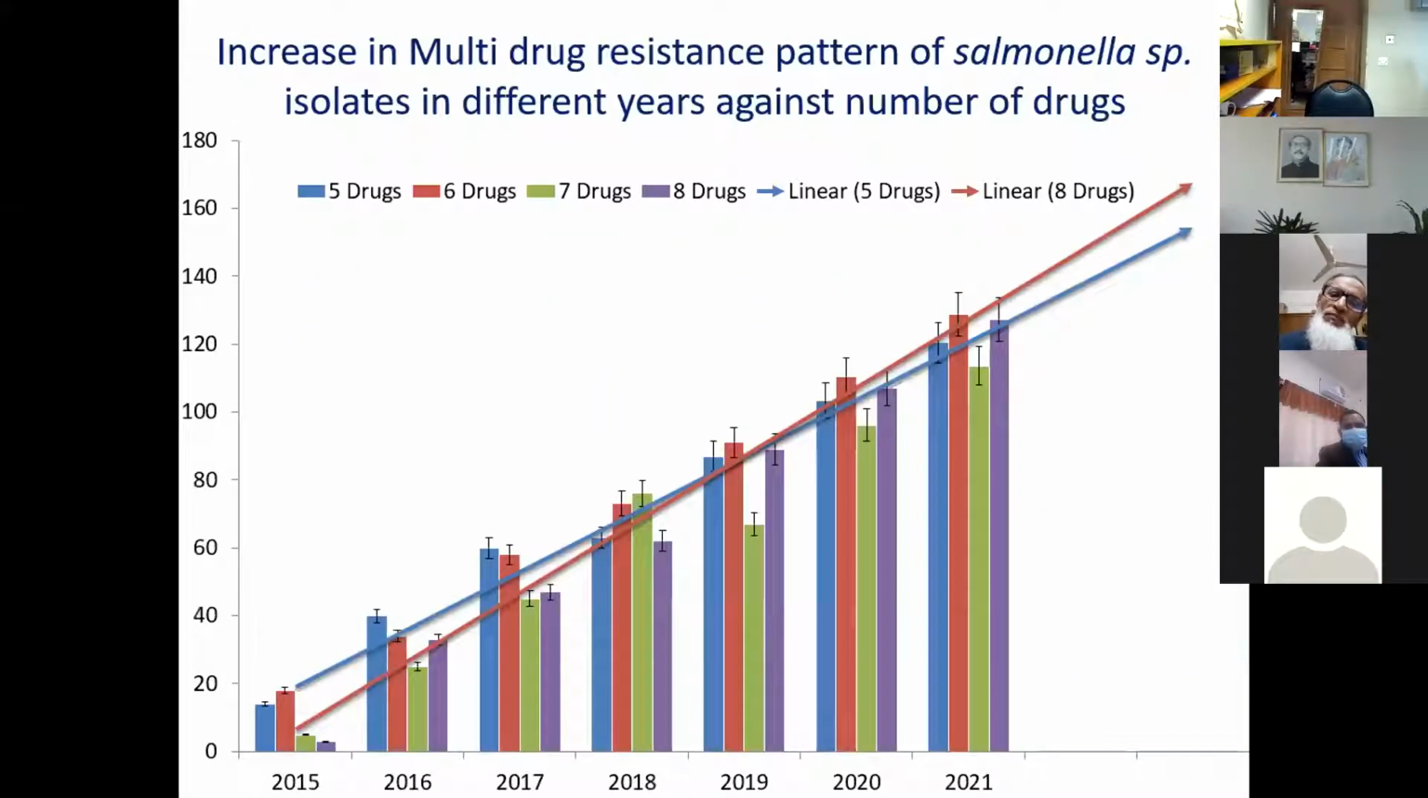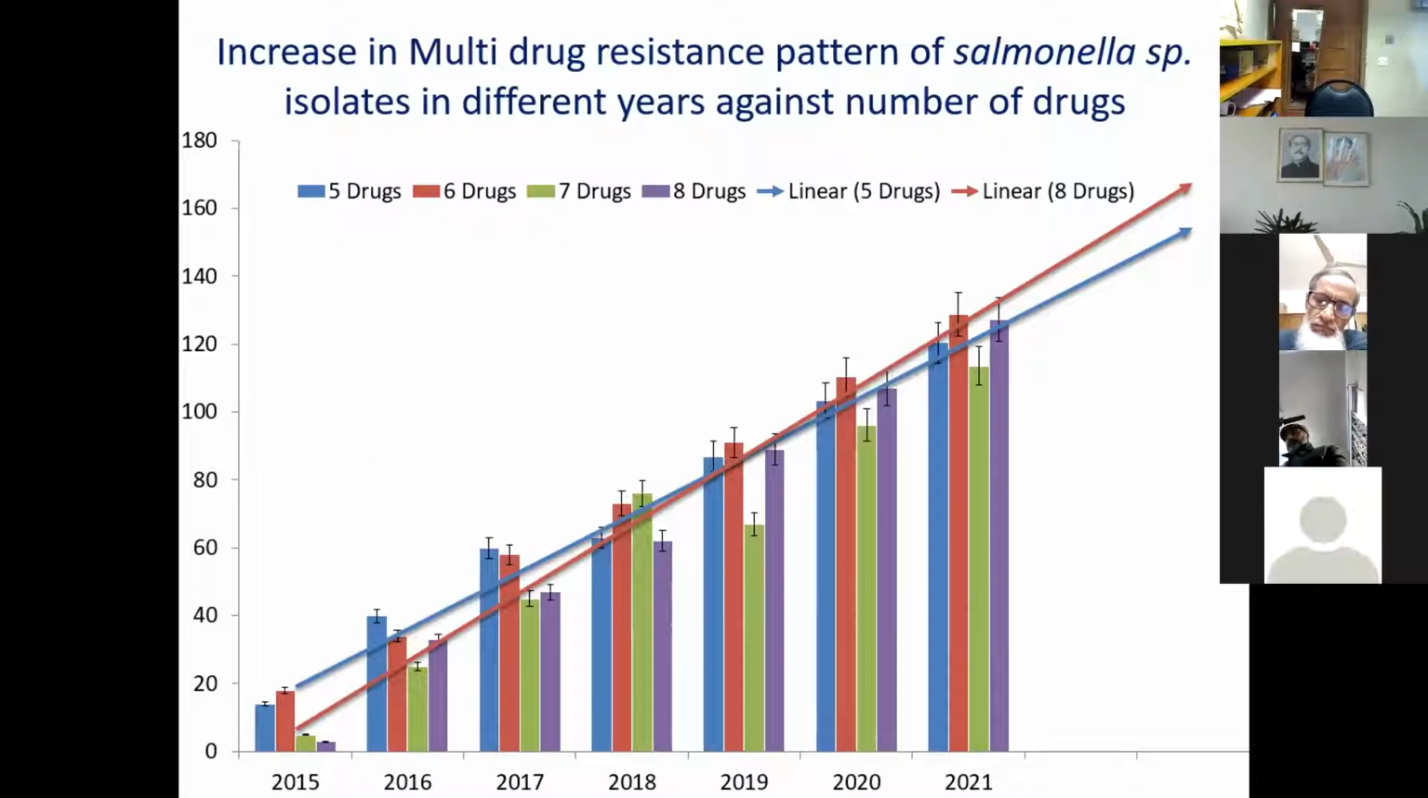And you know, when one organism is resistant to five or more antibiotics, that organism is called a multi-drug resistant organism. So here in 2015, 2016, 2017, 2018, and the end of 2019, we could find that multi-drug resistance with five drugs is higher than seven or eight drugs. But what we could find at the middle of 2019 is that multi-drug resistance with eight drugs increased over five drugs.